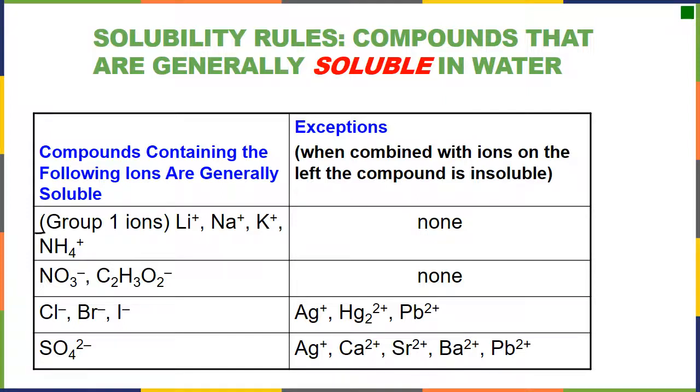Rule 1, all group 1 compounds are soluble. So key here is all. Anytime you have anything that contains sodium or potassium or lithium, and even here ammonium, they are going to be soluble in water. Now, because these are ionic compounds, and when we say that this is soluble, it means this is inherently going to be a strong electrolyte.